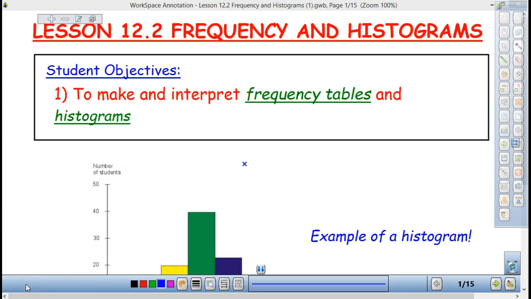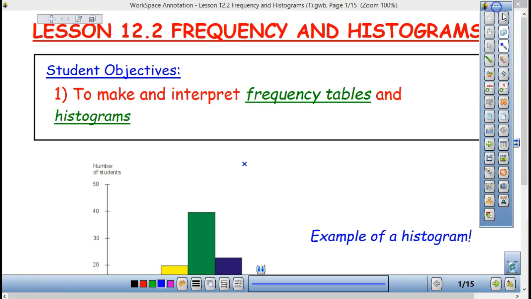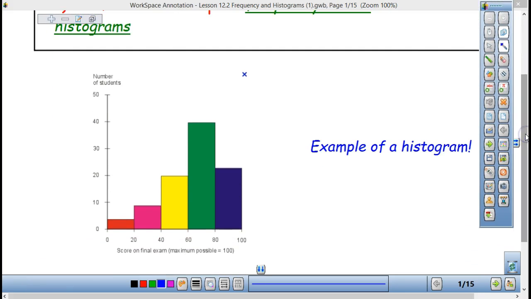All right, so today we're going to talk about frequency tables and something called histograms. And that graph on your page right now is what we call a histogram. It looks a lot like a what? It looks very much like a bar graph, right? So the difference between a histogram and a bar graph is that we have an interval for our bars.